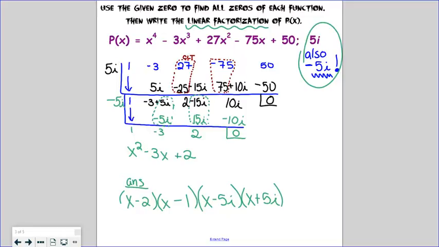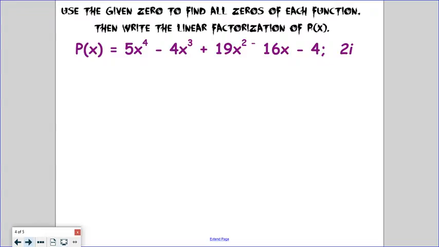Any questions on that? Okay, like I said, there are 2 examples today. That's the example I want you to follow, and now you're going to try this one on your own.